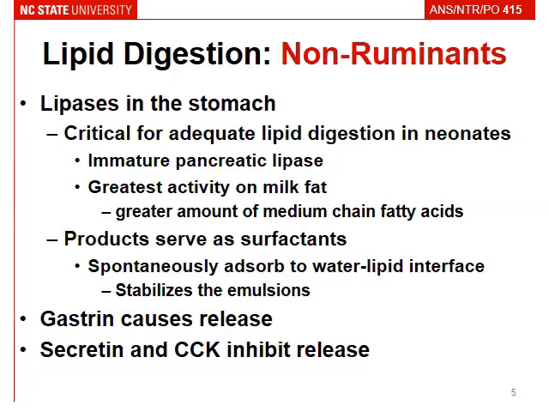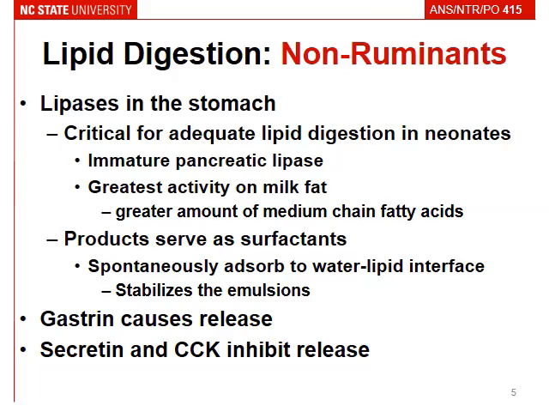So these lipases in the stomach are critical for adequate lipid digestion in our neonates. Our neonates have immature pancreatic lipase, so their lipases are not very adequate at breaking down. They're not making adequate amounts of pancreatic lipase, so it's very critical to have these lingual and gastric lipases to break down the fat.